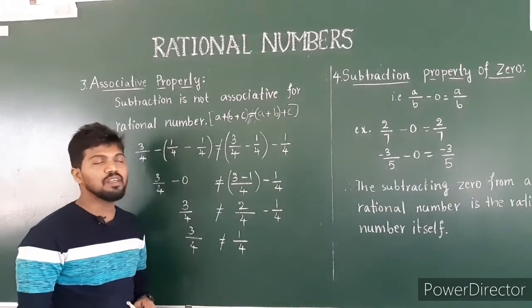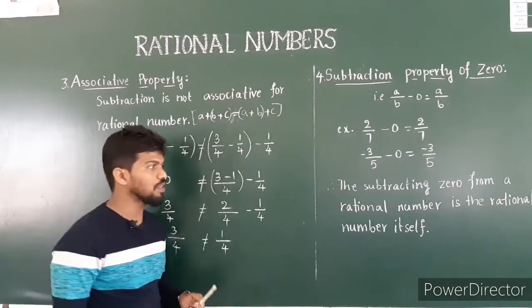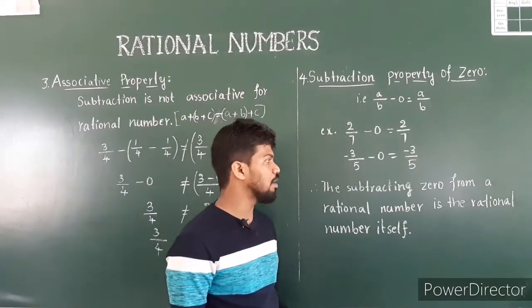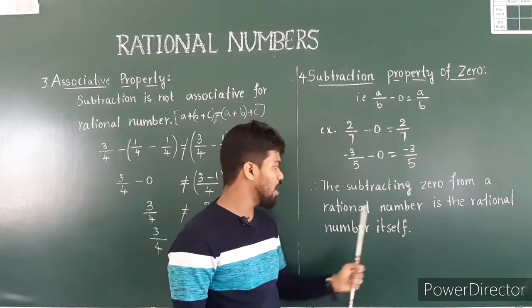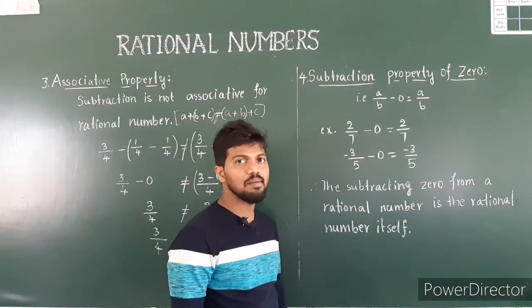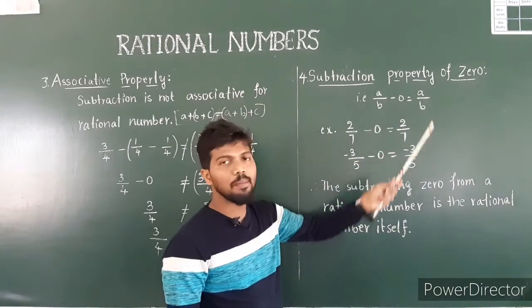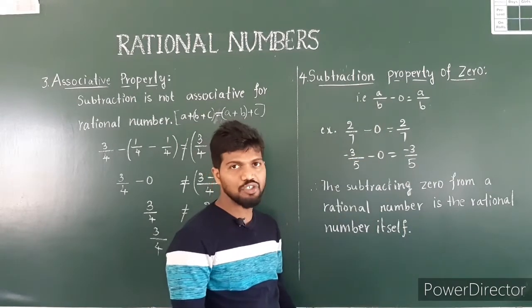Clear? So next, the subtraction property of 0. That means subtracting 0 from any rational number gives the rational number itself. You know that. So A/B − 0 is equal to A/B. This is a general statement. In the place of A/B, you take any rational number.